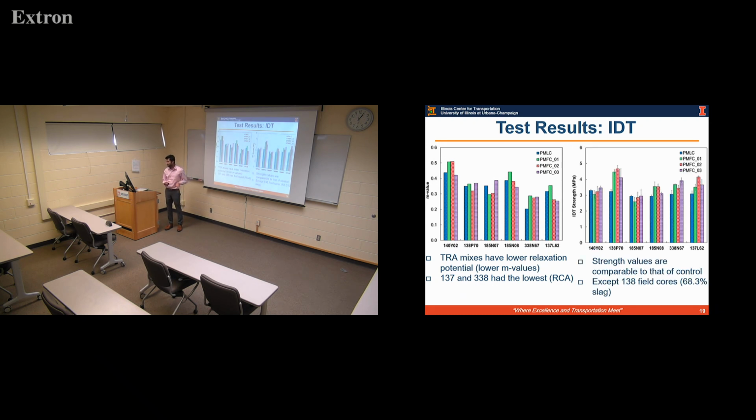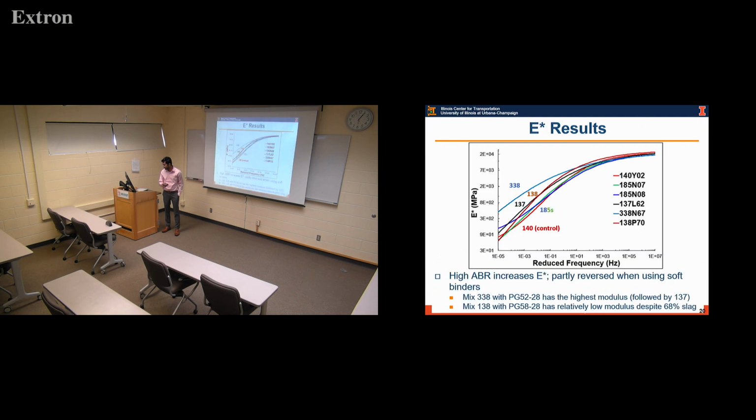When we looked into the IDT strength, they were comparable to each other. No major distinction can be made out of the IDT results. They were pretty comparable to the control, except the 138 mix, which had a high amount of slag, around 68%, which might have made it peak up. But in general, if you look at the lab mixes as well as the field cores, they are pretty much close to each other in terms of IDT strength.